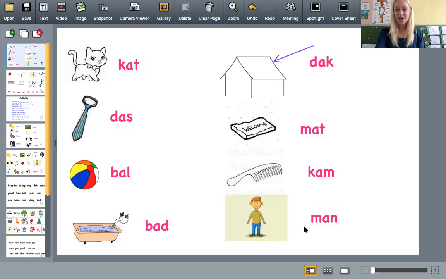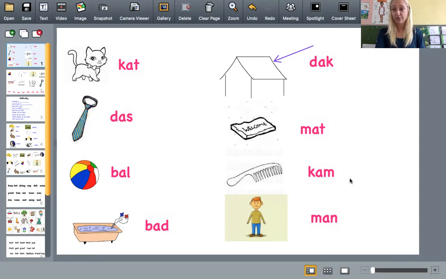And the last one also looks the same as the English word, but again, we don't say "a", we say "ah". So a man in Afrikaans is a man. M, a, n, man. All right, and those are all the "ah" words that we're going to be doing today.